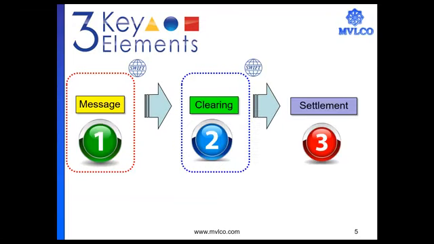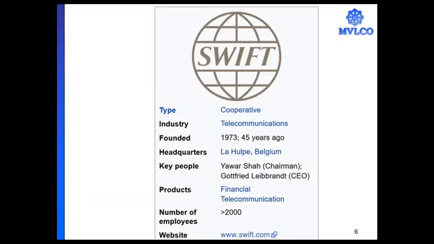So the role of Swift in this discussion is limited to the message part. And we will not be discussing how Swift carries out the clearing, because Swift provides only the backbone. Swift does not on its own directly carry out the clearing process. Now, having understood the three key elements, let's move to the next part of understanding who Swift is and what they do. With this, we look at Swift as a cooperative.